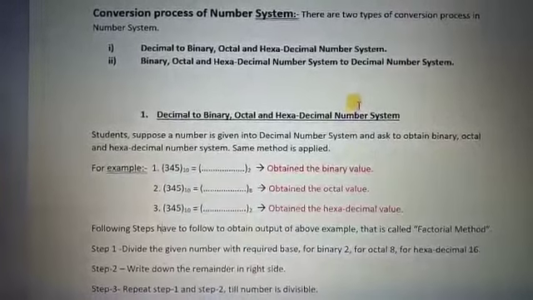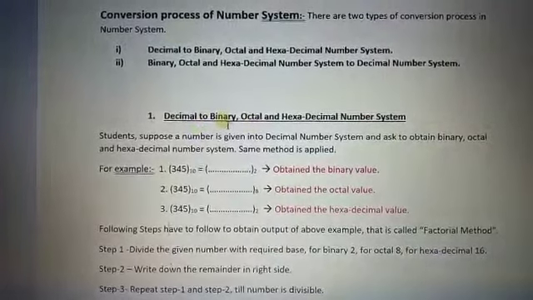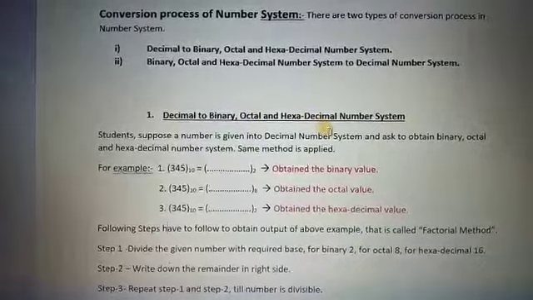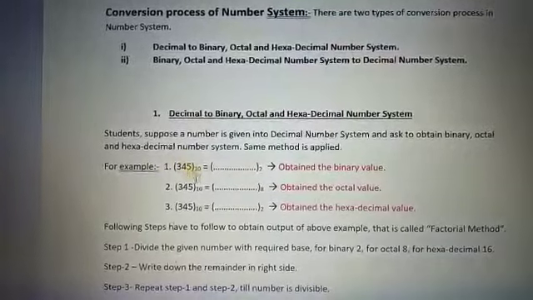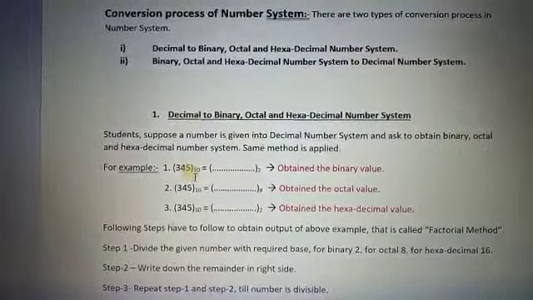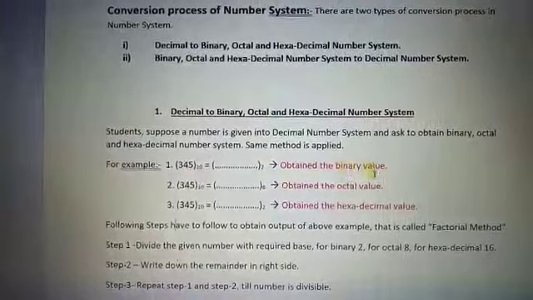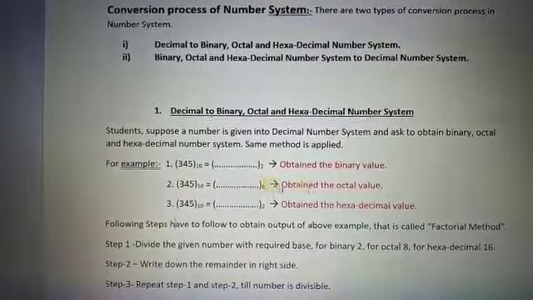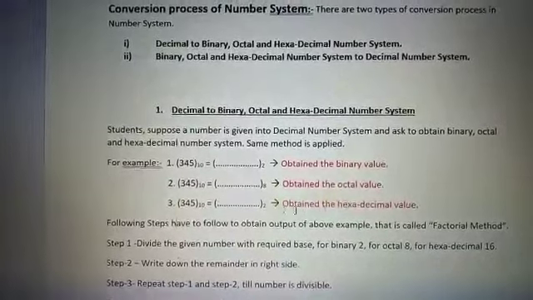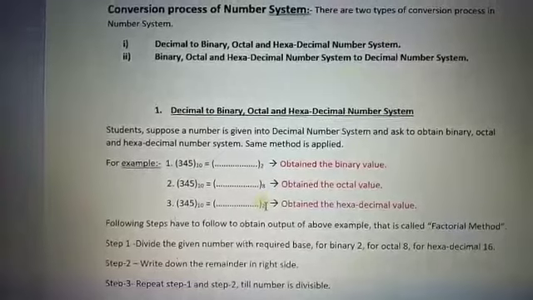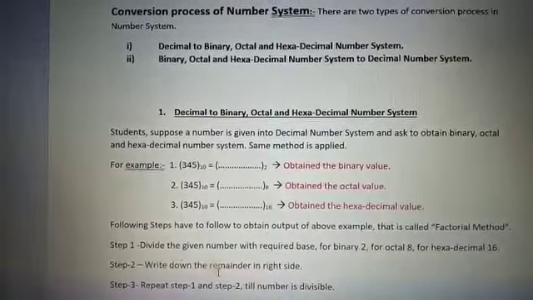In this revision video lecture, we focus on the first one: a number is given in decimal, and you have to convert it to binary, octal and hexadecimal. Which process do you have to follow? Suppose the example given here is 345. The base is 10, which is the identification of the decimal number system. The required base is 2, meaning you convert and obtain the value in binary. Then the same value is converted into octal, where the base is 8. Again the value is converted into hexadecimal, where the base is 16.